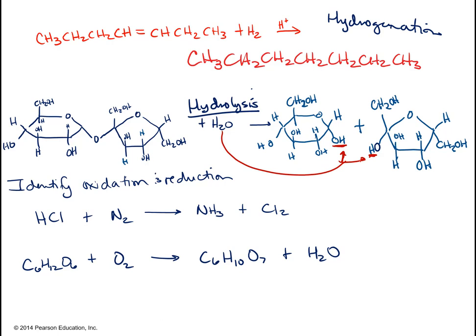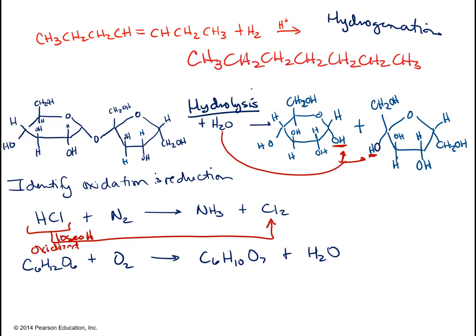Okay, here's an oxidation reduction question. HCl plus N2 makes NH3 and Cl2. So what happens to HCl? What does it become? Find HCl, then find the similar product. If the similar product is Cl2, what happened to HCl? It lost hydrogen. If it loses hydrogen, is that oxidized or reduced? It's oxidized.